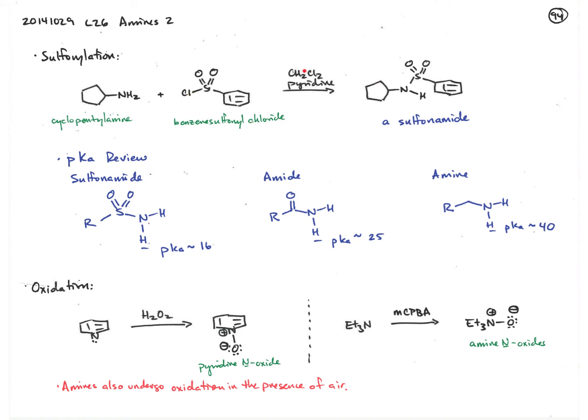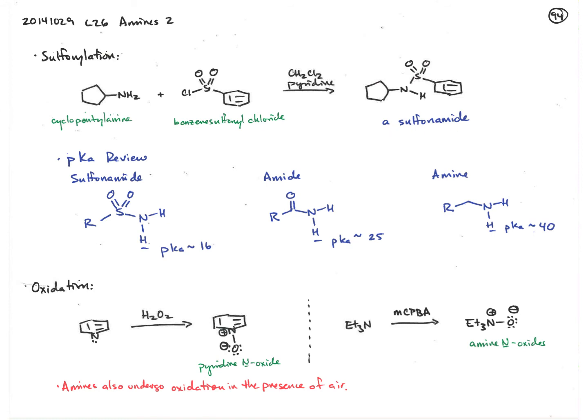We're running this, and dichloromethane is the solvent. Pyridine is the base, which neutralizes HCl that's formed. So this forms a sulfonamide. So it's like an amide, except instead of a carbonyl, you have S double bond O, S double bond O. So this is a sulfonamide.